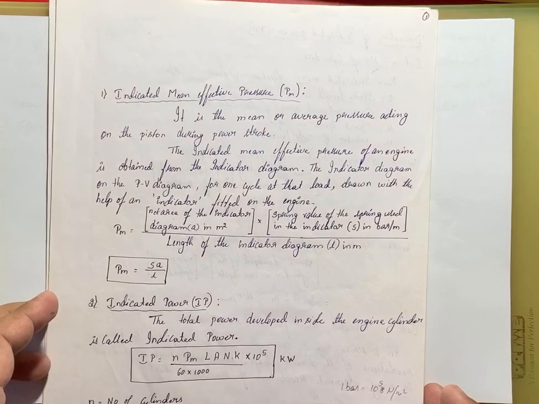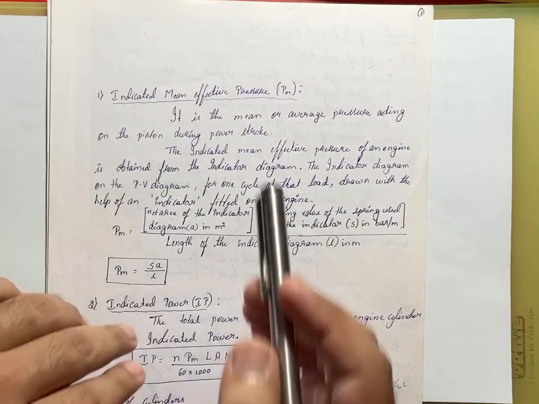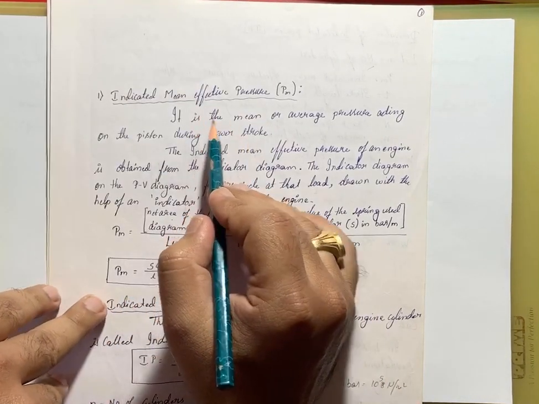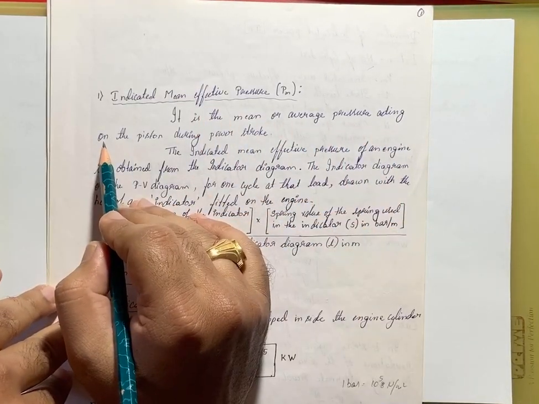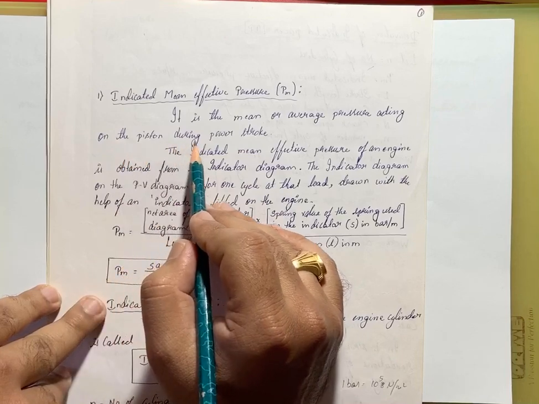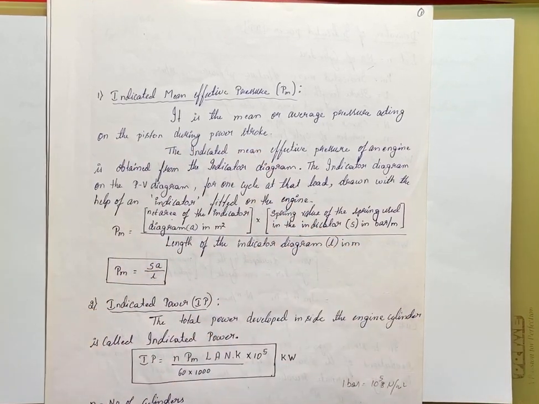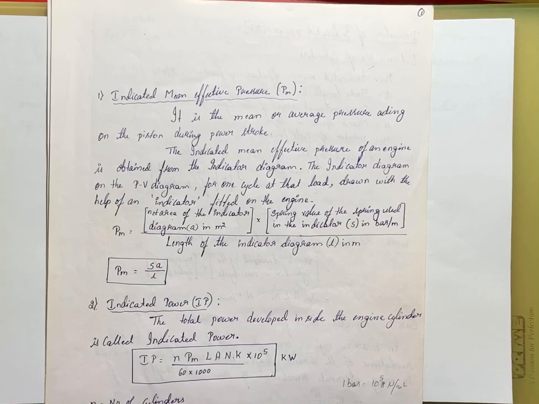The definition of indicated mean effective pressure: it is the mean or average pressure acting on the piston during the power stroke. That means during the power stroke, whatever the average pressure inside the engine cylinder which is acting on the piston, we call that the indicated mean effective pressure.